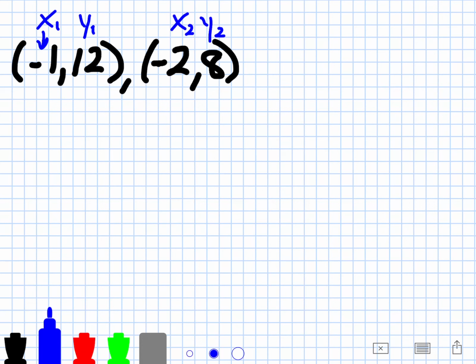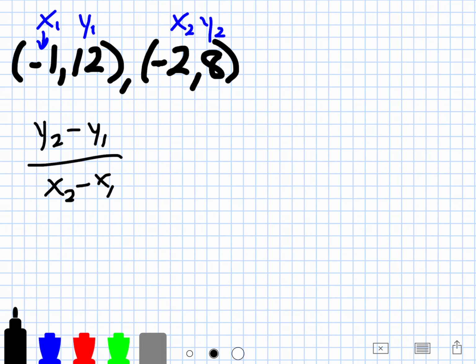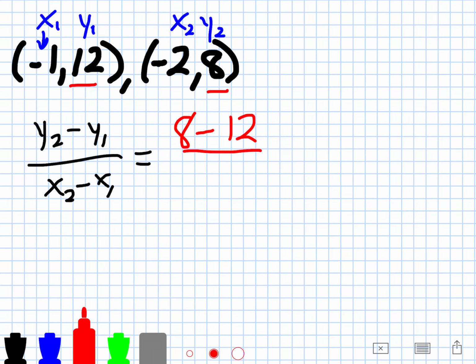So now we can actually write down the formula, y2 minus y1 over x2 minus x1. And now we can actually substitute in the values. What is my y2? Well, what's the number under the y2 label? It's 8. Minus what's my y1? That's 12. Over what's my x2? My x2 is -2. Minus the x1 is -1.